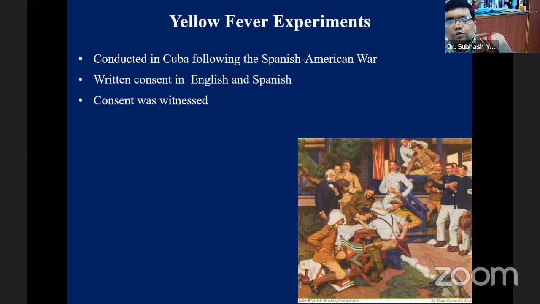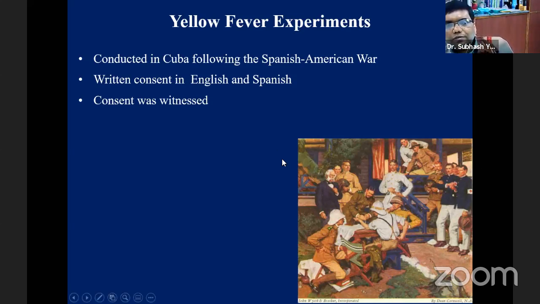So probably we are aware of the yellow fever experiment. It was done in Cuba following the Spanish American War, in the year 1900, by Walter Reed. He was a scientist, and he wanted to see whether, after the bite of a mosquito, the mosquito inoculates the virus and causes yellow fever.